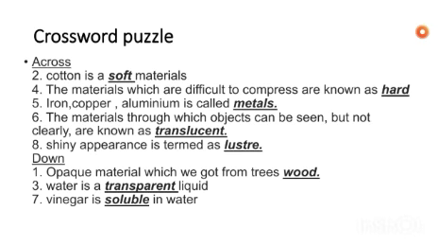The materials through which objects can be seen but not clearly are translucent, as the light can pass partially through it. So these are translucent. Shiny appearance is termed as luster. Just now we have solved, while solving, I gave you the answer. It is lustrous substance, remember? So it is luster. Now the down things that you have to fill in is the opaque material which we get from trees is wood. Yes, children, while giving the hint, I gave you the answer. Among various things that we get from trees, wood was the correct one that was fitting in that box.